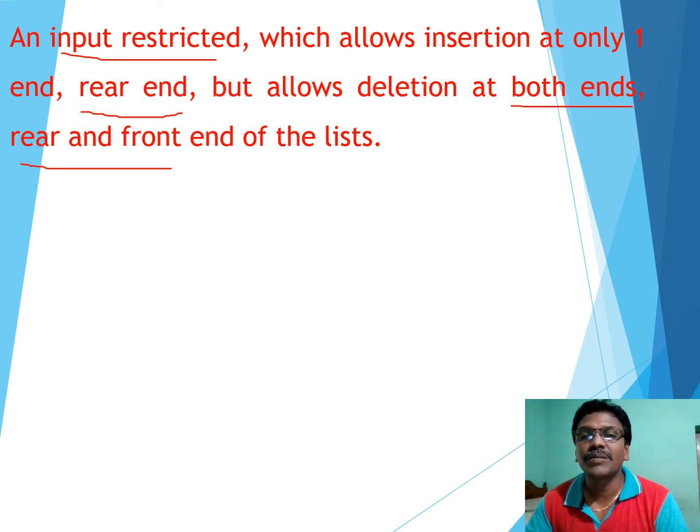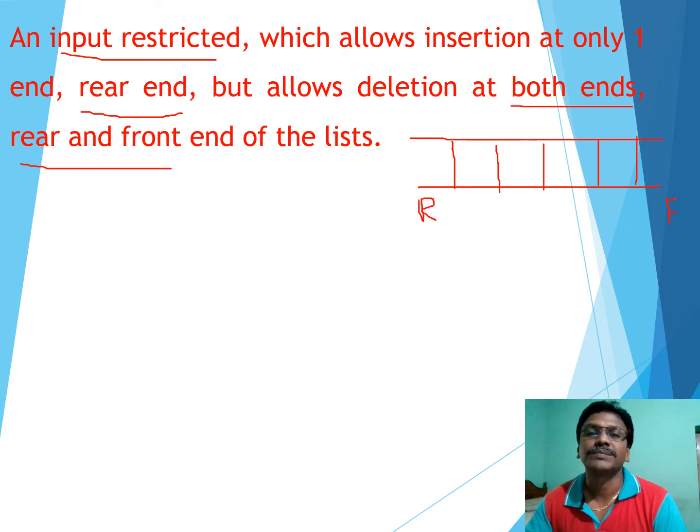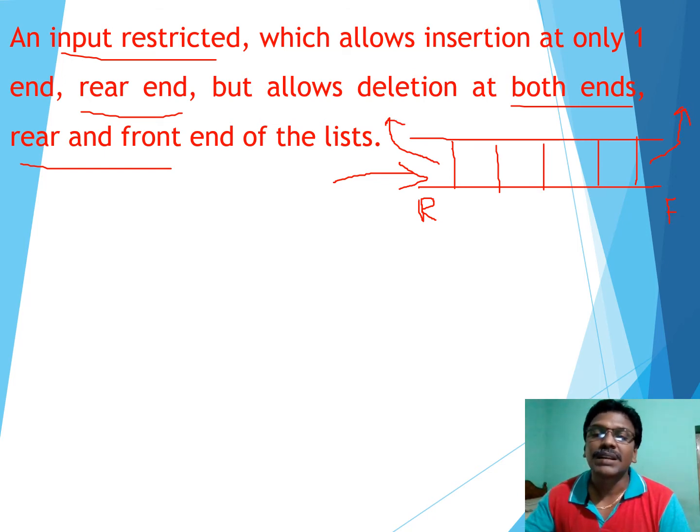For example, like this is a queue. This is the front end and this is the rear end. Insertion at only one end, the rear end. That means insertion can be performed at the rear end only. Deletion can be performed at the front end and rear end also. Both ends allow deletions, with only one end for insertions, that is the rear end.